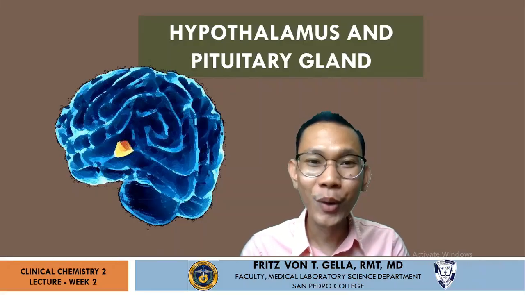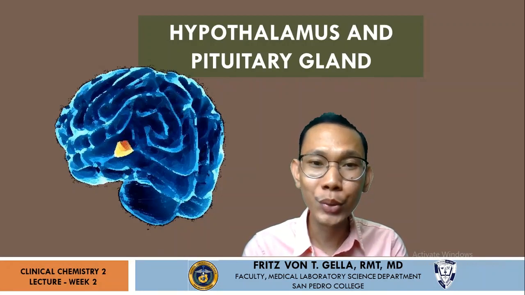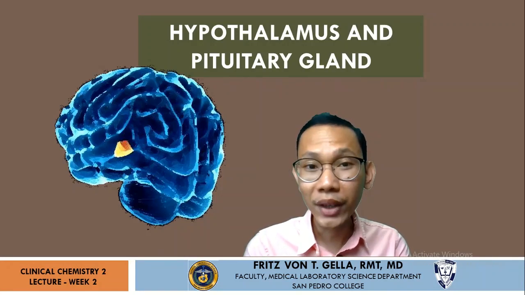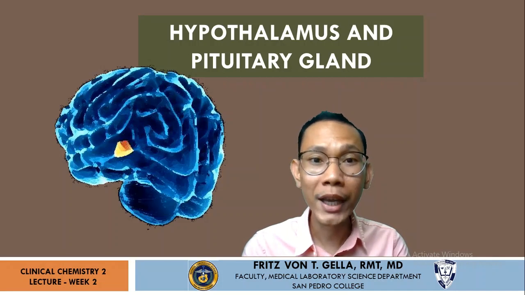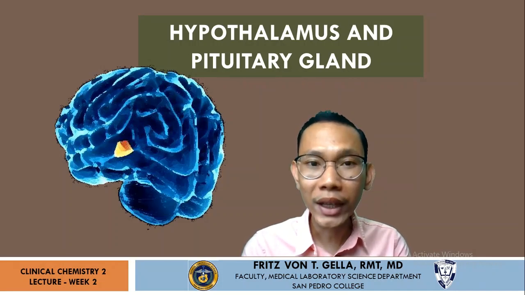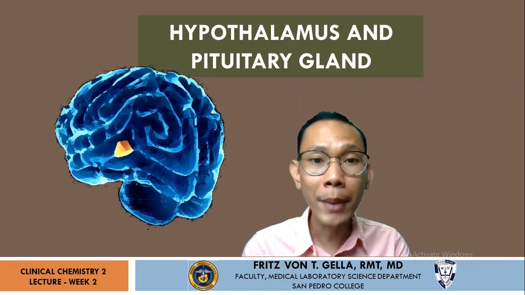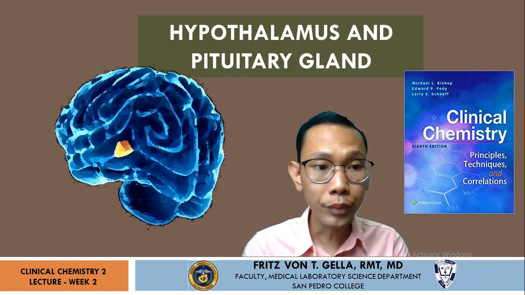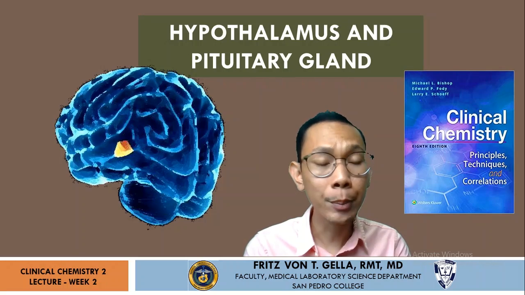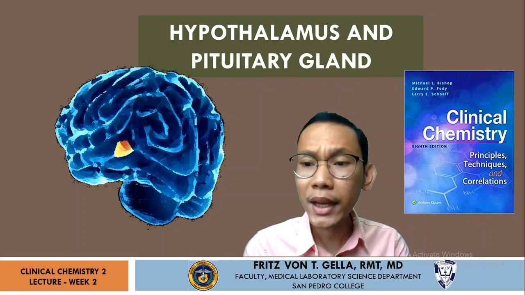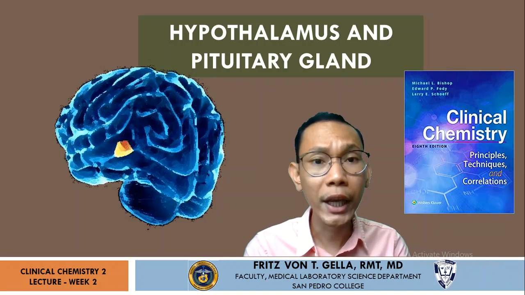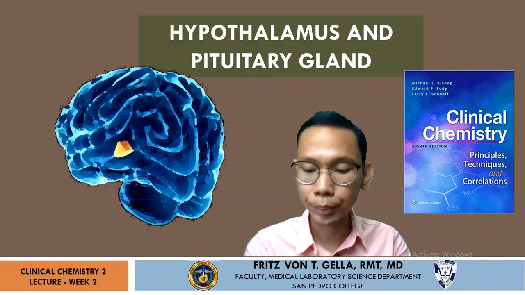For today, we will be discussing your hypothalamus and your pituitary gland. I have given a copy of this lecture via your PDF handout, and within that handout are tips on how to study Clinical Chemistry 2. This handout will only serve as a supplemental handout because our main handout will be your clinical chemistry book by Bishop, Principles, Technique, and Correlation, 8th edition. I hope that you will still read the book because that's going to be our main handout.